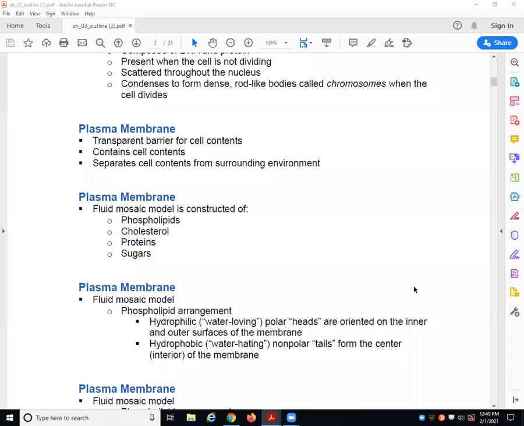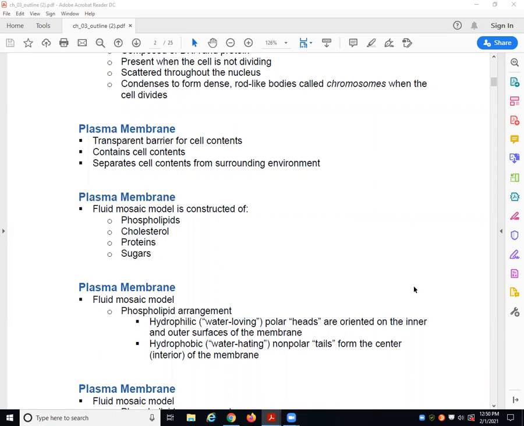Okay, so now that we talked about the nucleus, let's talk about the plasma membrane. The plasma membrane is transparent because you can see through it, and it is a barrier for what's in the cell. It's going to contain the contents of the cell and separate those contents from the environment around it. It separates what's inside the cell from what's outside the cell.